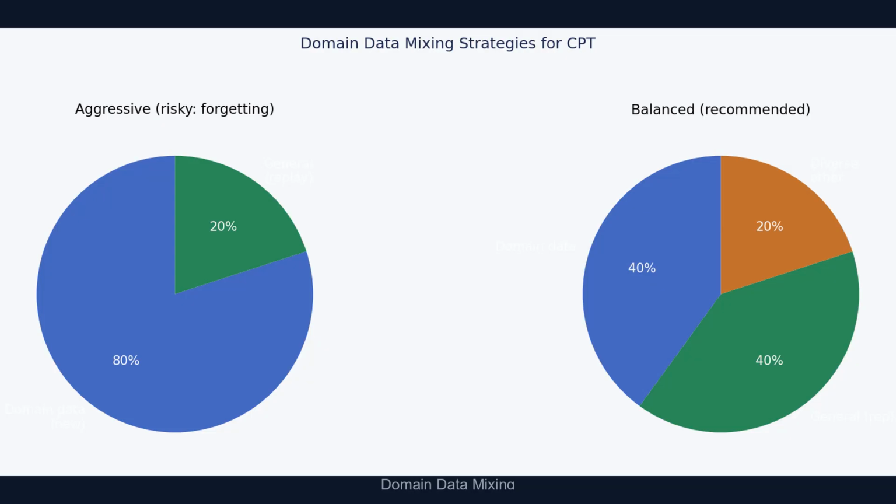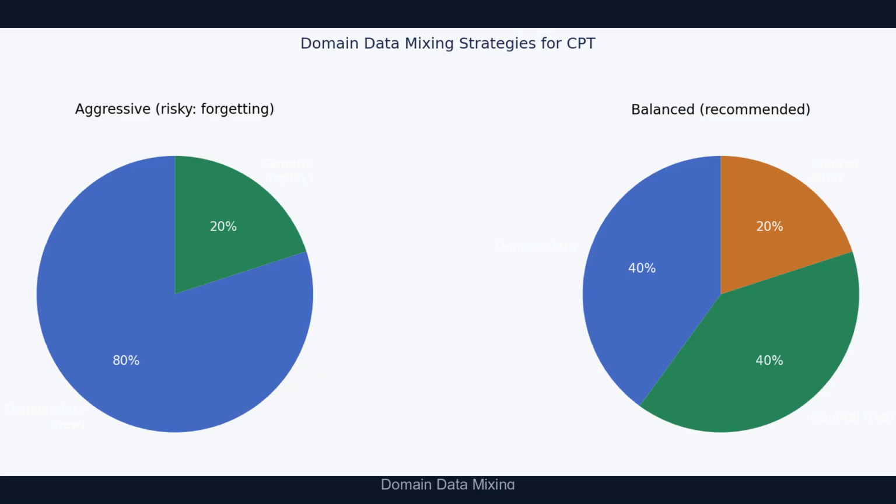Two mixing strategies worth understanding clearly because the choice between them has real consequences. The aggressive strategy uses 80% domain data and 20% general. It maximizes domain immersion. But that 20% general buffer is thin enough that forgetting becomes a genuine risk, especially over multiple training epochs. The balanced strategy splits 40% domain, 40% general, and 20% diverse sources.